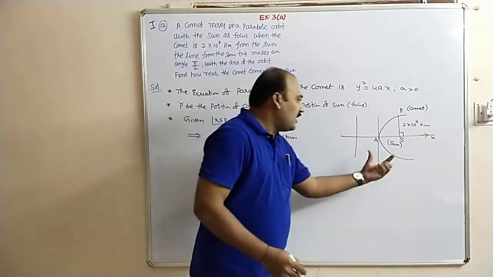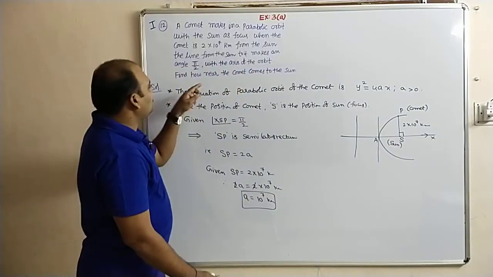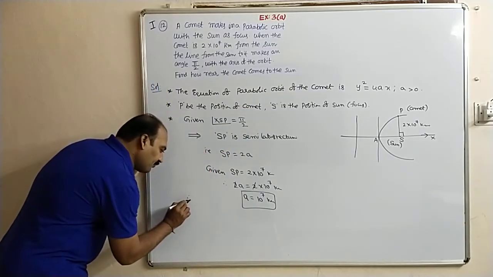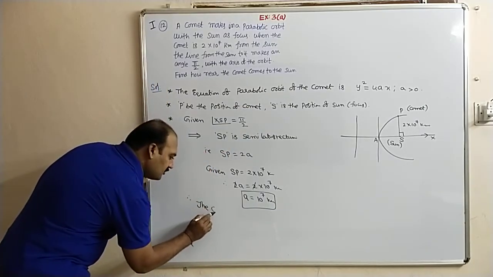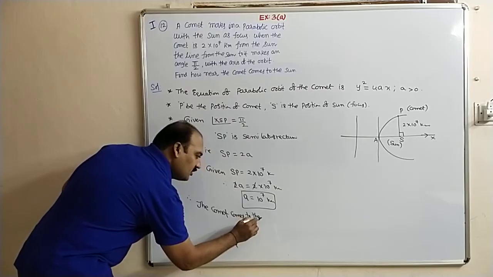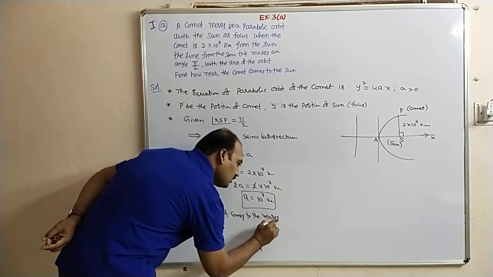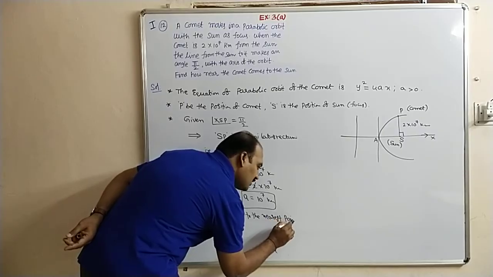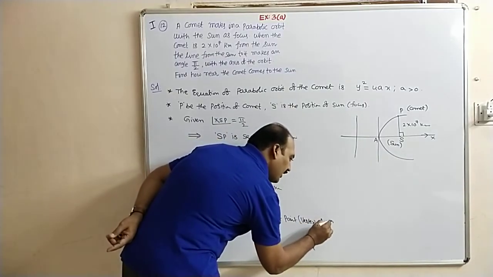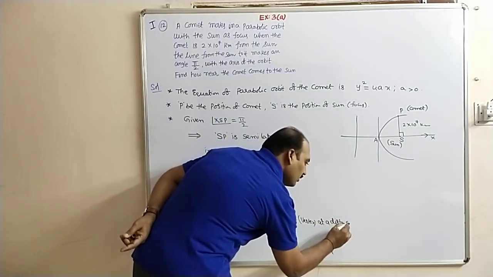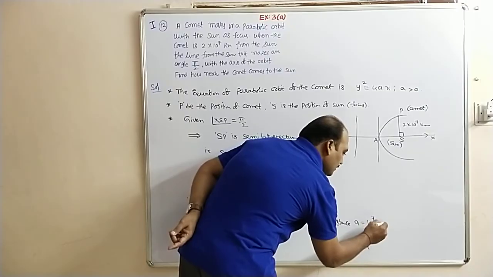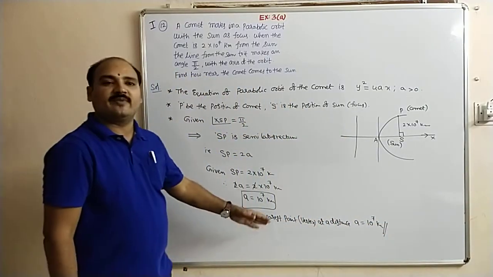So a means what? This is the nearest distance from the focus. So they are asking, find how near the comet comes to the sun. So the comet comes to the nearest point, that is the vertex only, at a distance of a, which is equal to 10 power 7 kilometers.